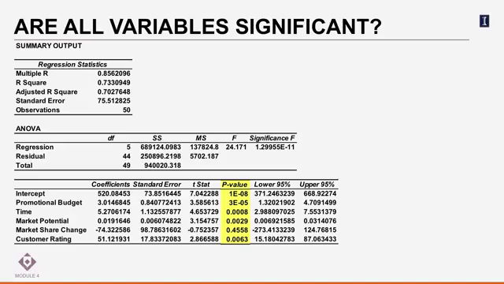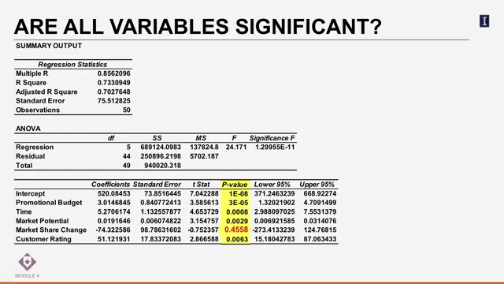Any variable with a p-value less than 0.05 will be considered significant. We will use this as the level of significance here. You could use 0.01 or anything else. If the p-value is greater than 0.05, then the variable doesn't have a significant relationship with the response variable sales.